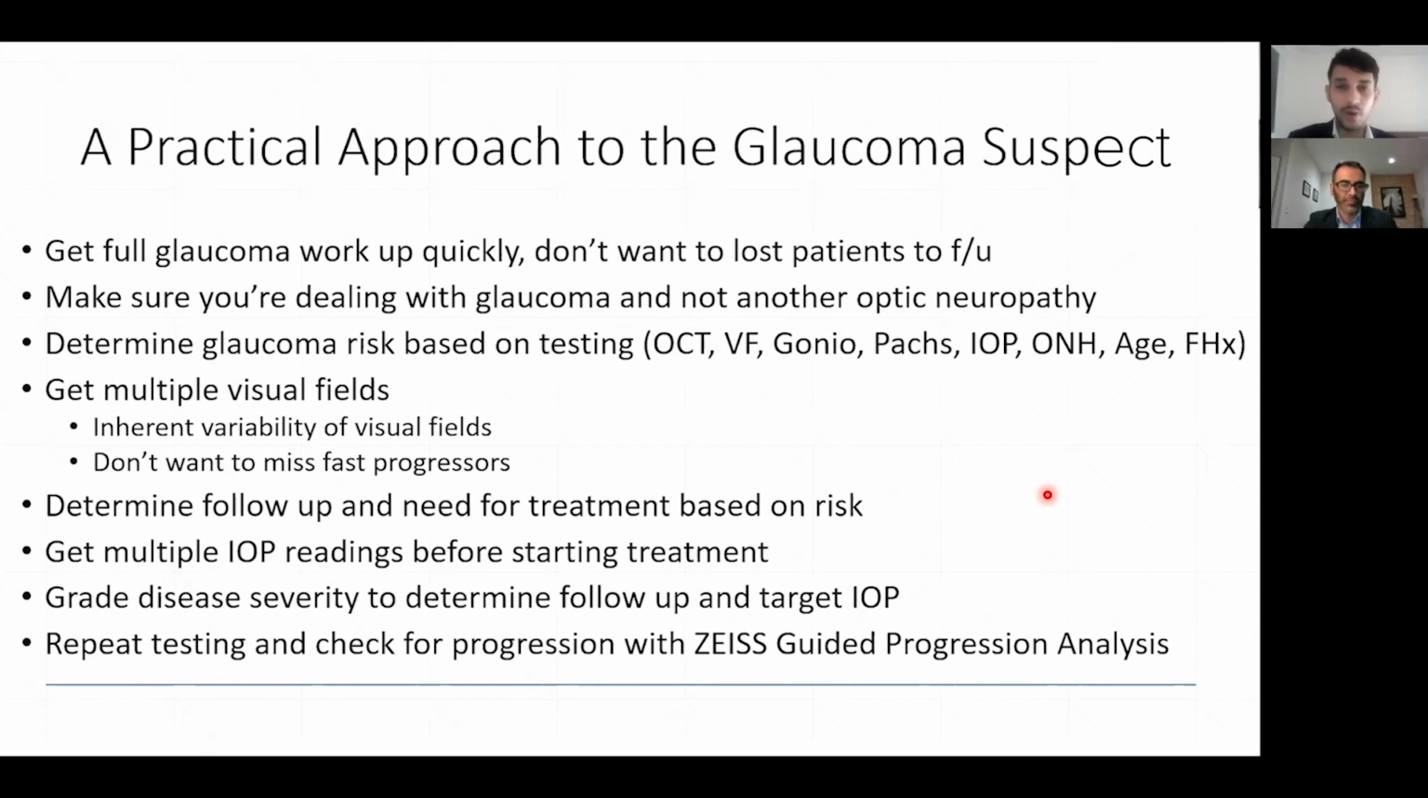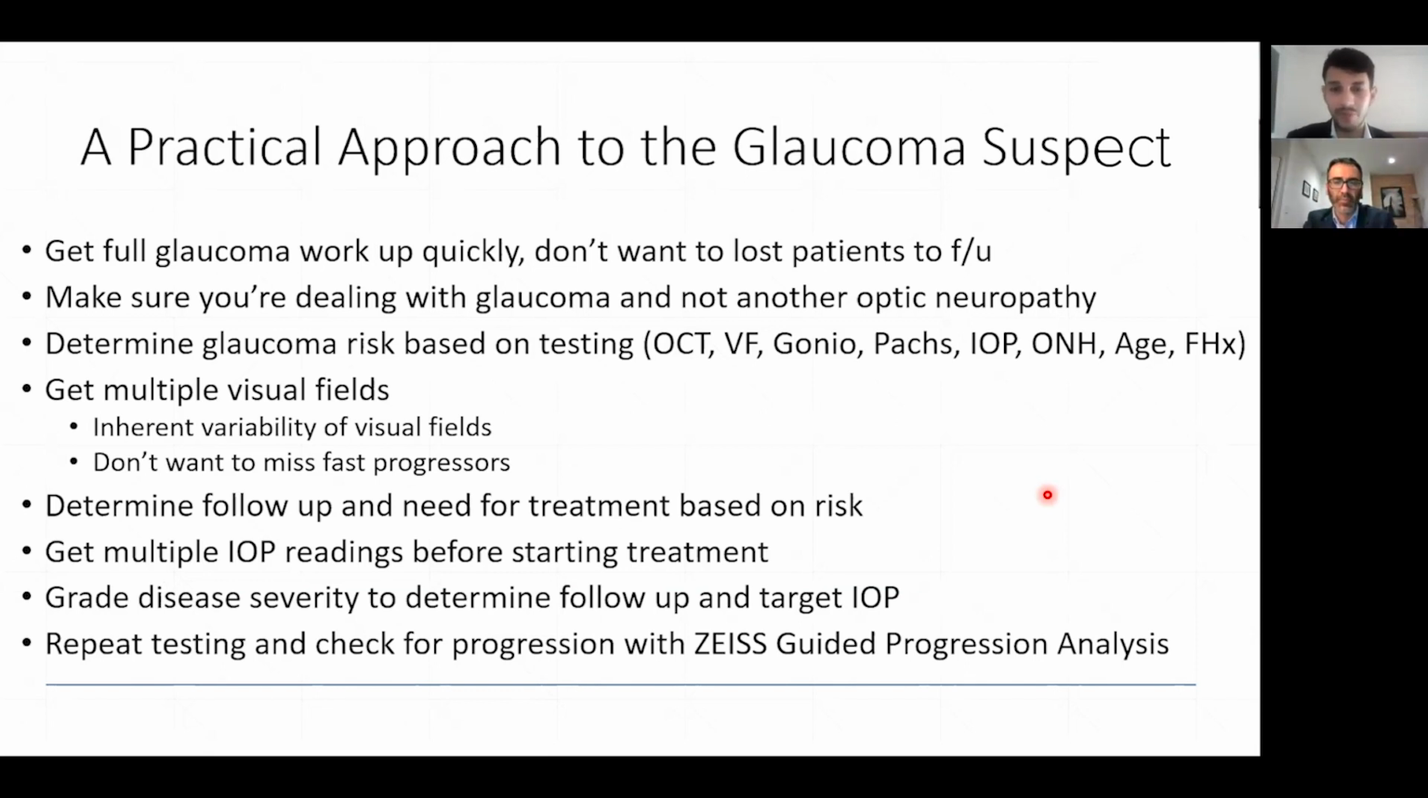I think it's very important to get multiple visual fields. There's just an inherent variability in visual fields. Patients a lot of times don't like doing visual fields, but I always explain to them just how important it is that we have to repeat it. So up until they get through that learning curve, you might not have such good data.